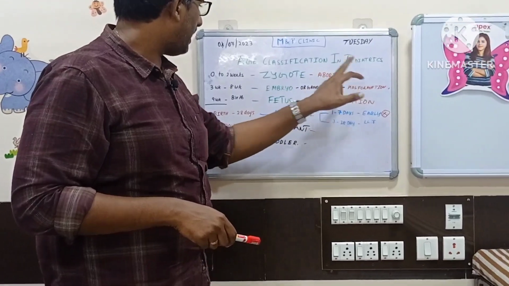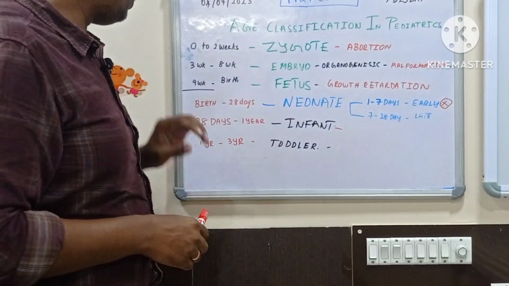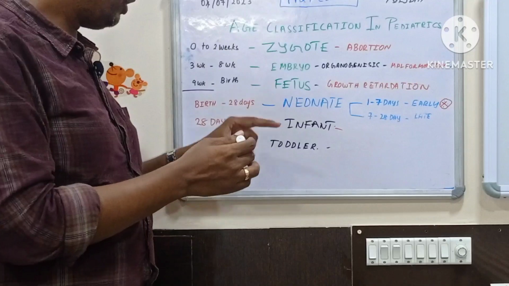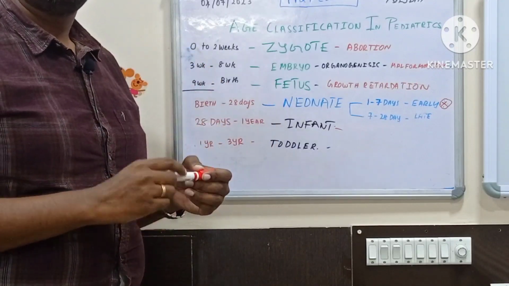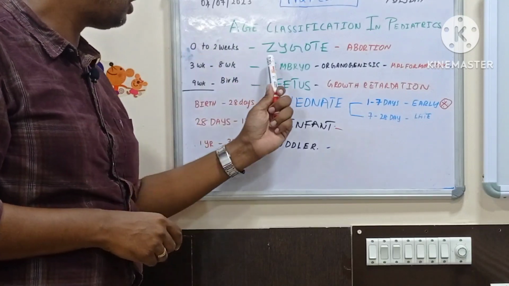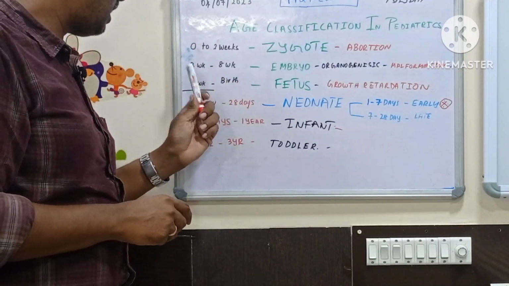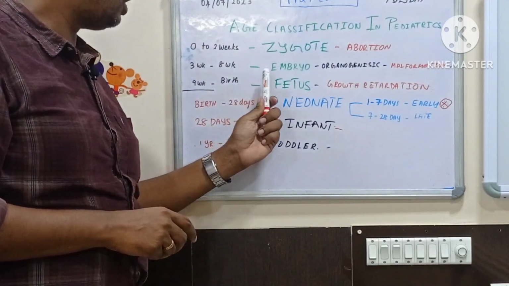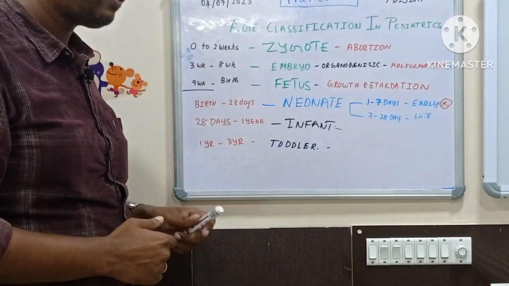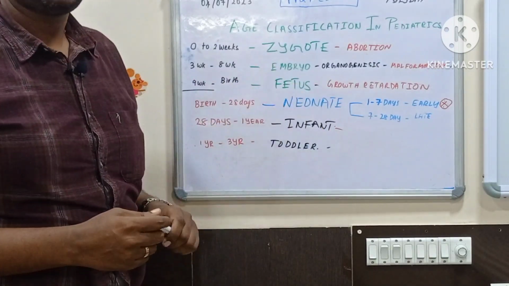Age-wise classification in pediatrics and the importance of it. I have classified the pediatric age group into the intrauterine part and the extrauterine part. First, a sperm and an ovum get fused and fertilized and conception happens. From day 0 of conception to 2 weeks, it is called a zygote. A zygote is a ball of cells. From 3rd week to 8th week, it is called the embryo. The zygote is now renamed as embryo from 3rd week to the 8th week. From 9th week till birth, this embryo is renamed as fetus.